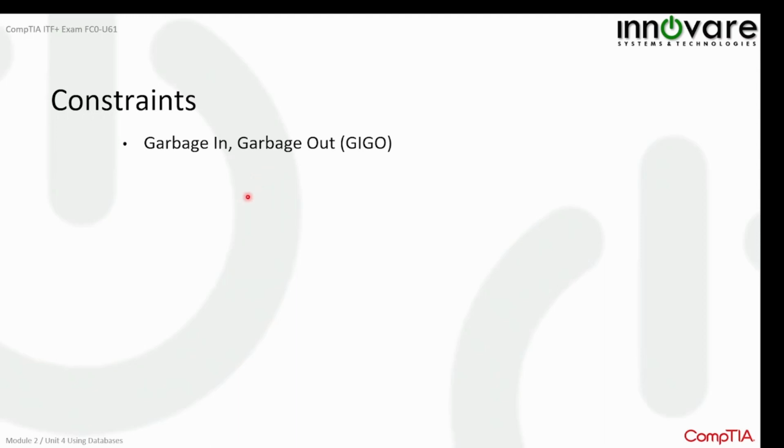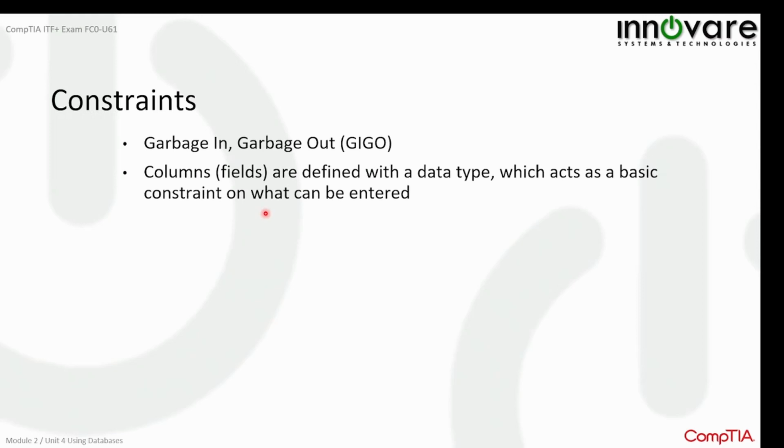So garbage in and garbage out has to be managed accordingly. And then constraints is when you are creating column fields that has to be unique. When you define a data type, that is a challenge, that as much as possible the fields are not redundant, it should be unique and it should be scalable.